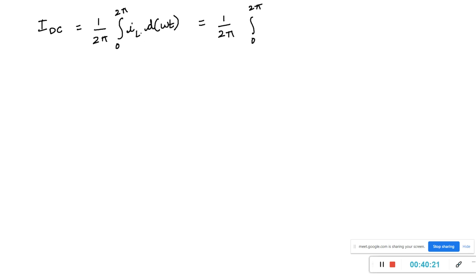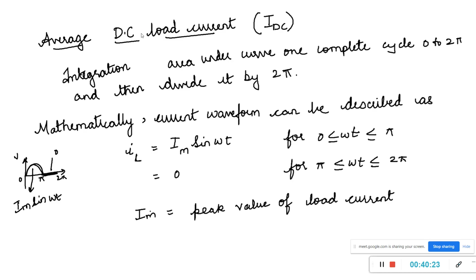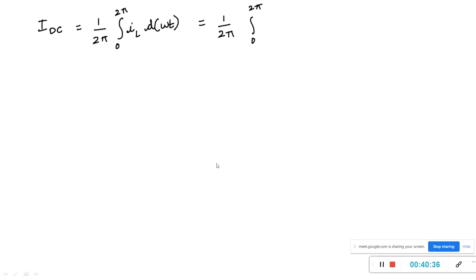So what is IL? Here it is written. IL is Im sin omega t for the duration 0 to pi, otherwise it is 0. So I'll write here 0 to 2 pi. IL is what? IL is Im sin omega t. I'll just write it, replacing IL with Im sin omega t.